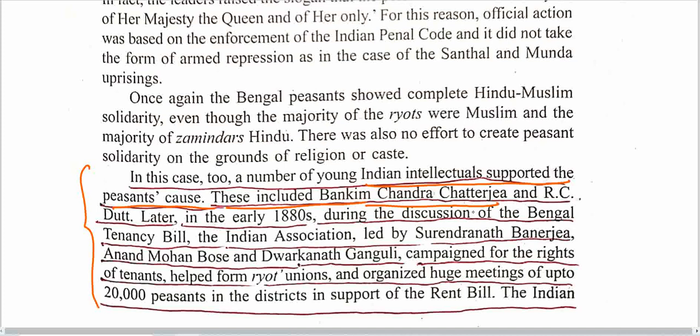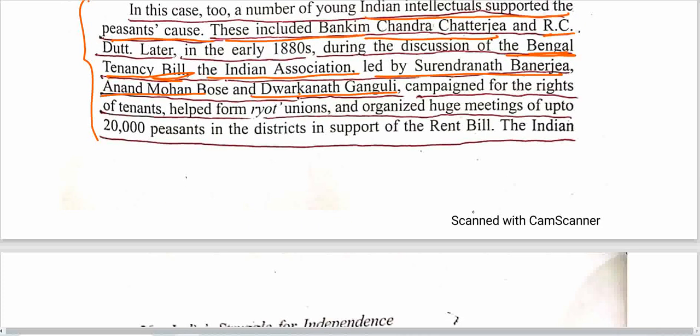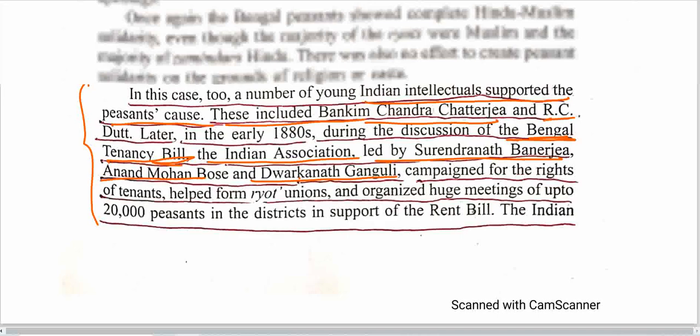R.C. Dutt is basically Ramesh Chandra Dutt. In the early 1880s, during the discussion of the Bengal Tenancy Bill, I have to read about the Bengal Tenancy Bill, the Indian Association, led by Surendranath Banerjee, Anand Mohan Bose, and Dwarkanath Ganguly, campaigned for the rights of tenants and helped form ryot unions and organized huge meetings of up to 20,000 peasants in the district in support of the rent bill.